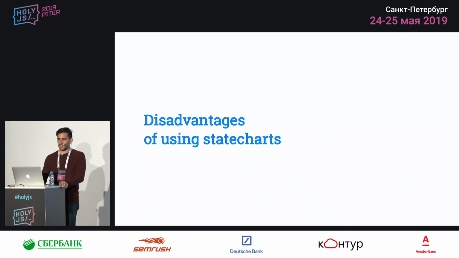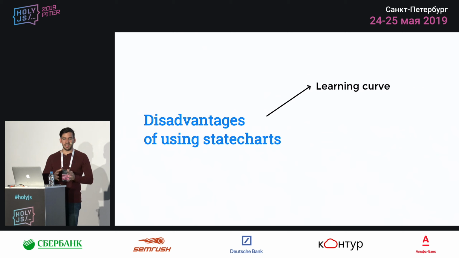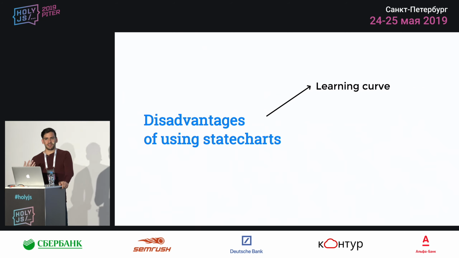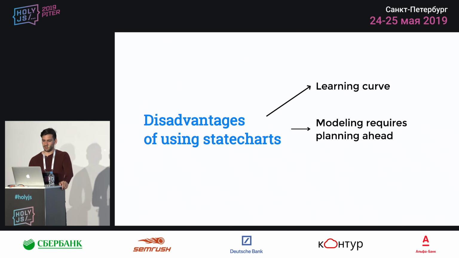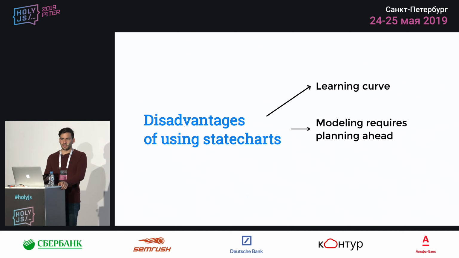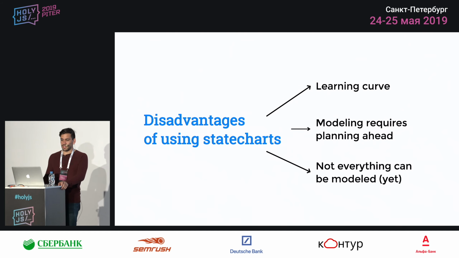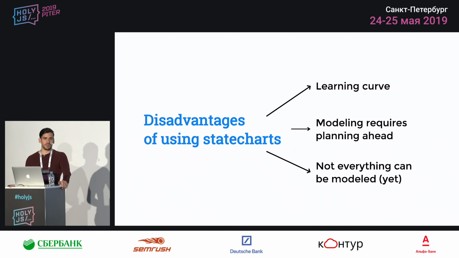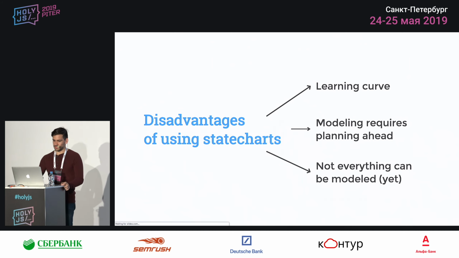There are also disadvantages to using state charts, which I succinctly represent as 3 different categories. First of all, of course, there's a huge learning curve, something that we really couldn't cover in 1 hour. Modeling requires planning ahead too, and this is a learned skill. You can't just model everything because not everything can be modeled yet, and you have to be smart about the way you model things because it turns out there's always a simpler way to model something.